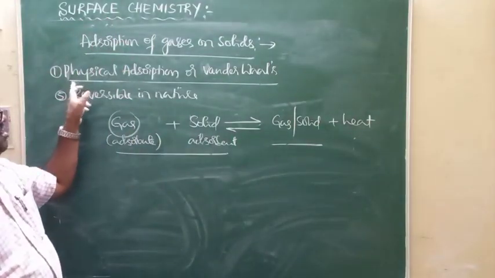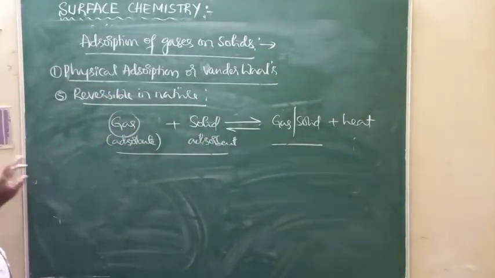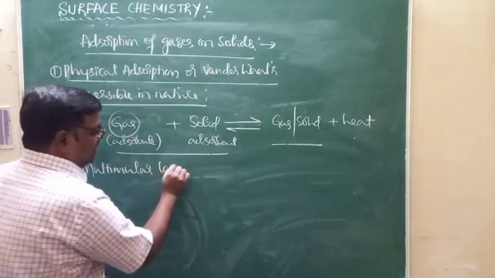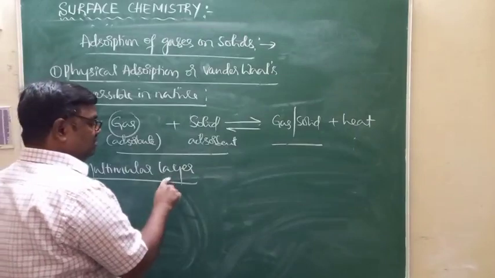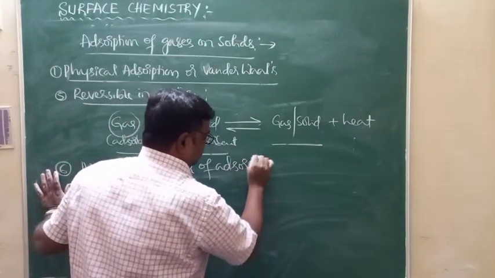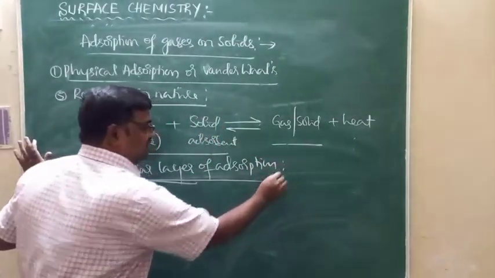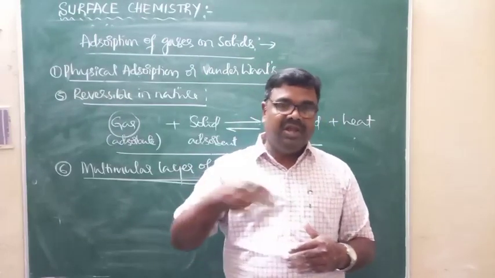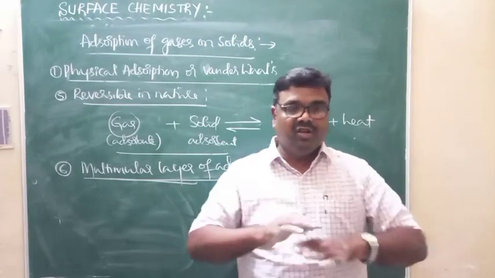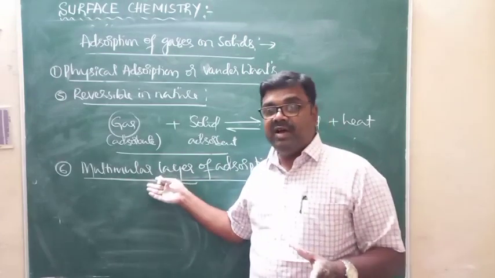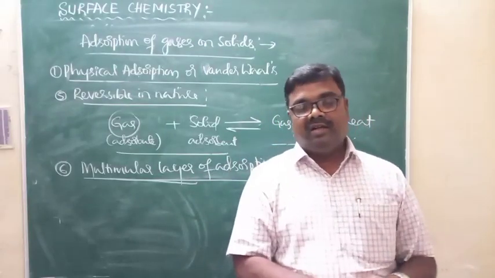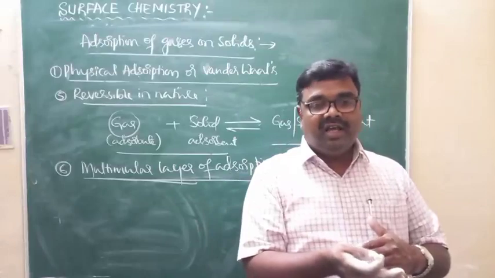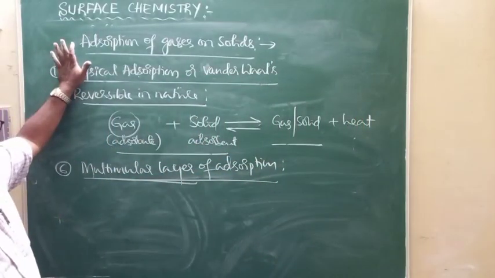So this is one more important property: physical adsorption is reversible in nature. As far as the sixth property is concerned, physical adsorption involves formation of multi-molecular layers. The main reason for the formation of more than one layer on the surface of the adsorbent is, once again, weak van der Waals forces of attraction. These forces are universal, and they may operate beyond the monolayer formed on the surface of the adsorbent. No doubt the forces are very weak, but they operate beyond the monolayer. Because of that, there is formation of multi-molecular layers on the surface of the adsorbent.